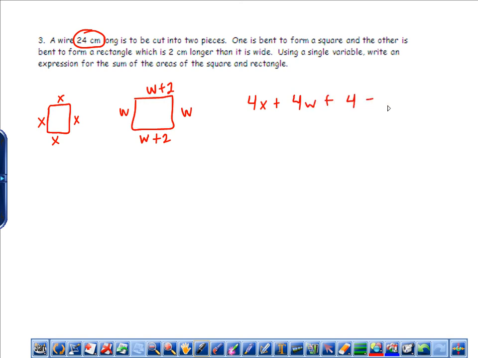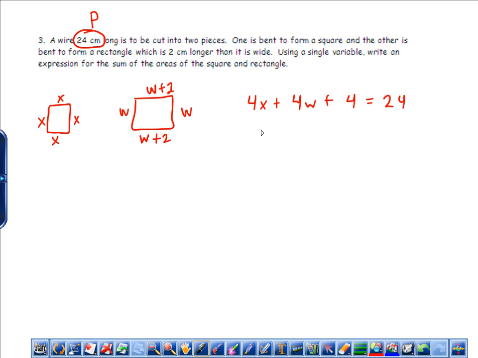So I'm just adding up all the segments, and now I have an equation, and it's not in terms of one variable, it's in terms of 2 variables. It says using a single variable, write an expression for the sum of the areas. We'll get to the areas part in a minute. But what we need to do is either solve for x or solve for w. The perimeter was given. We wrote an expression, and now we need to put this down into one variable. I think it's probably going to be easier to solve for x here, and then plug in an expression in terms of w for x instead of having to plug in. It's going to create less work for us.